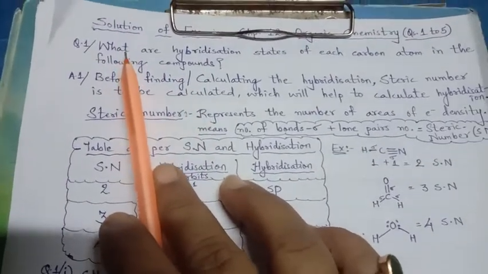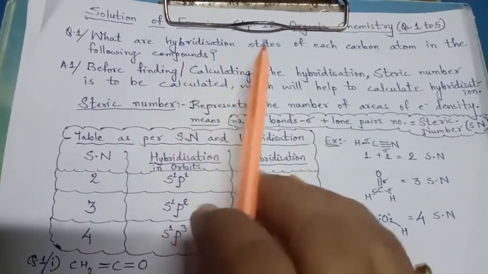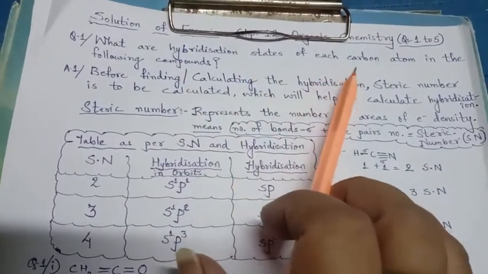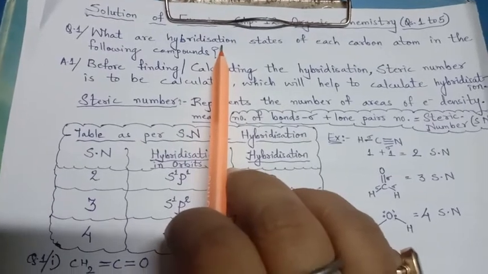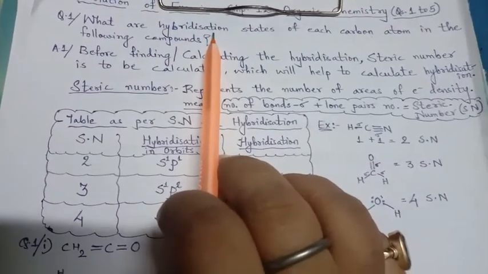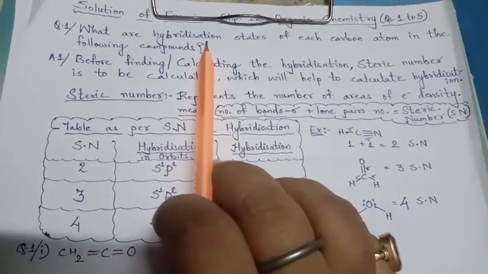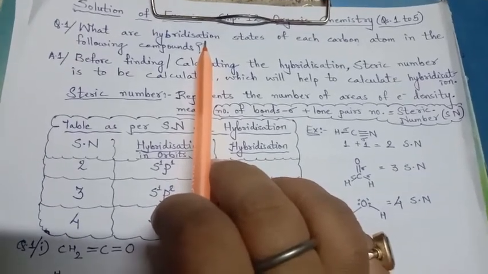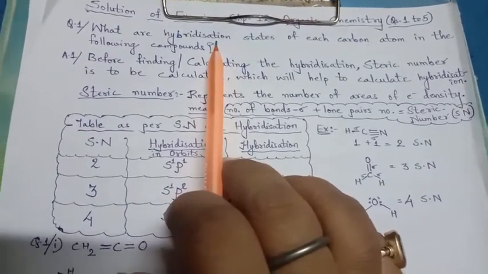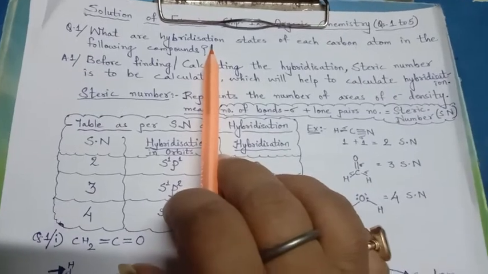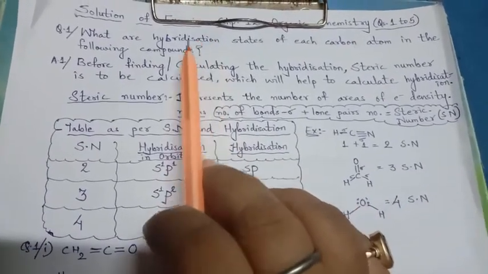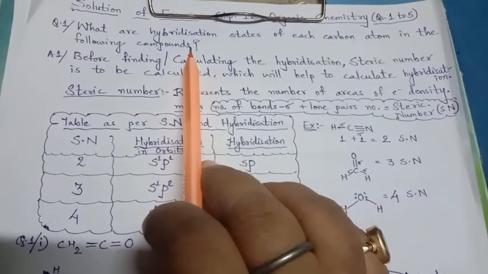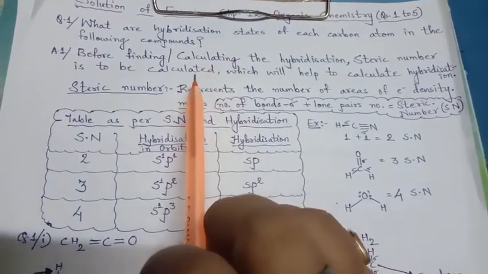Question 1 is, what are the hybridization states of each carbon atom in the following compounds? Now you know in the 4th chapter we have learned hybridization: sp3, sp2, sp, sp3d, sp3d2 hybridization, and how to calculate. At that time also we learned what the number of sigma bonds will be, and as per that what the hybridization will be.